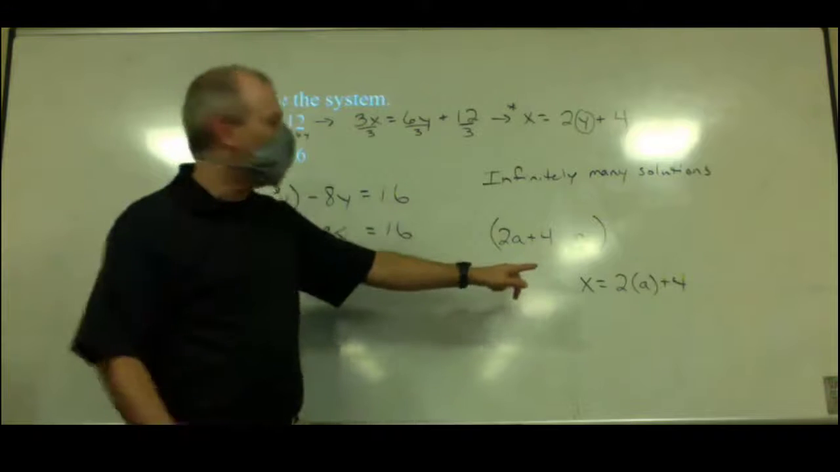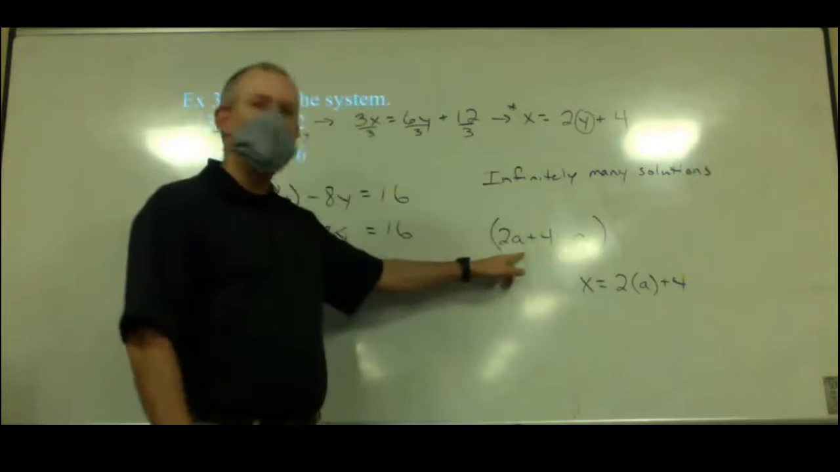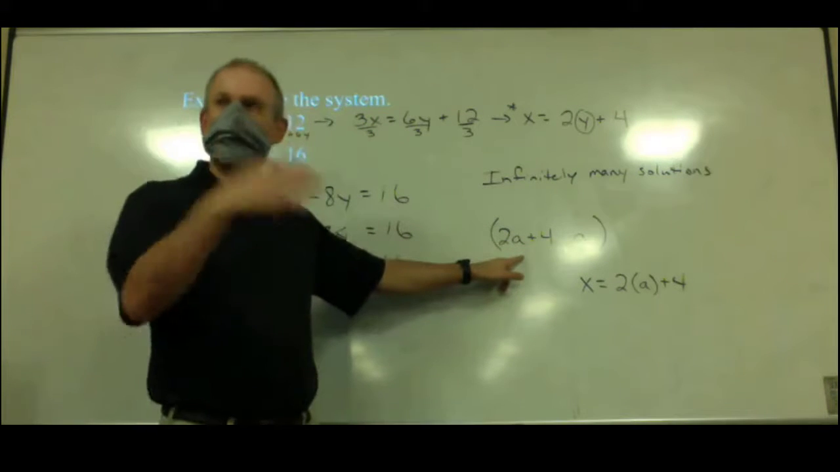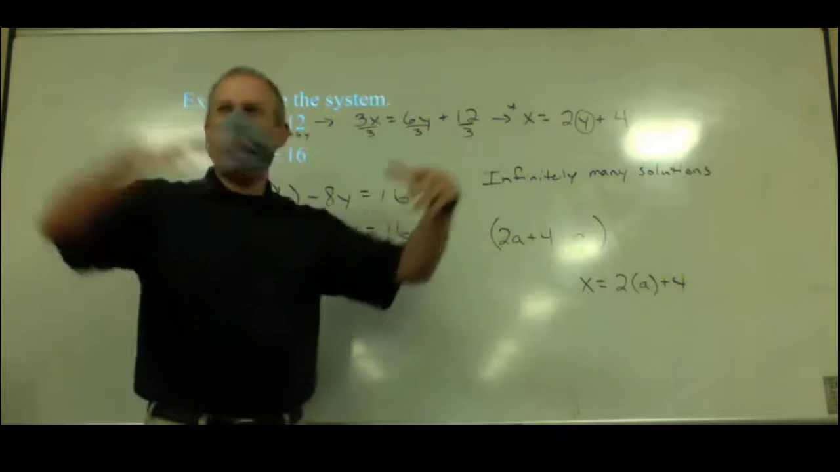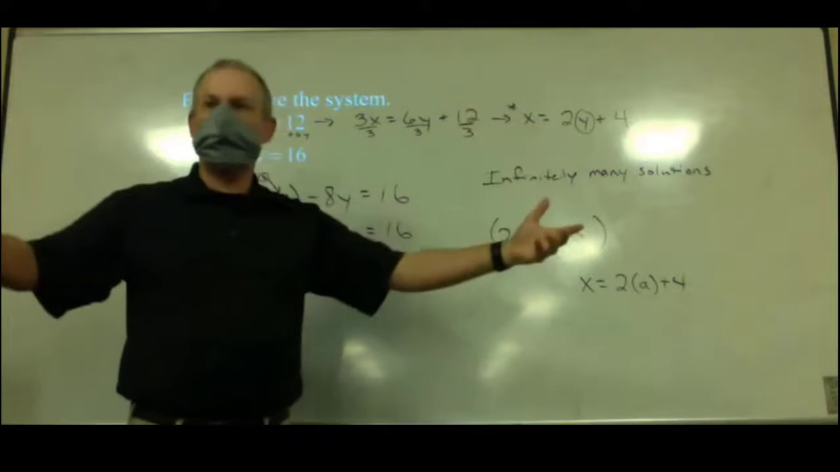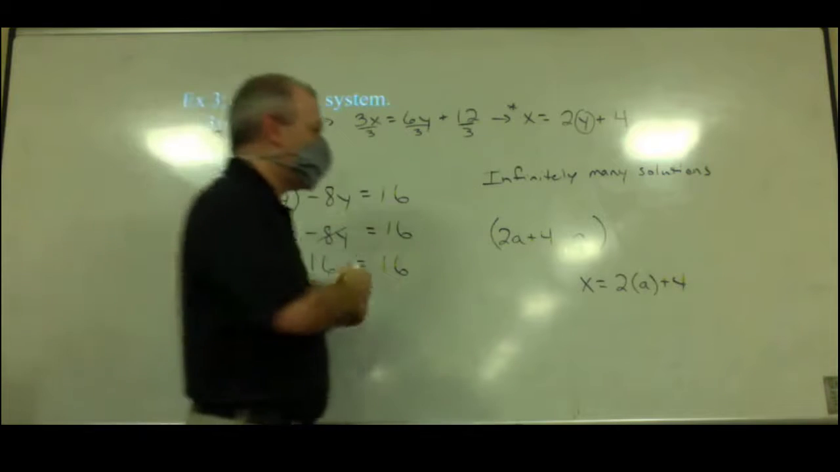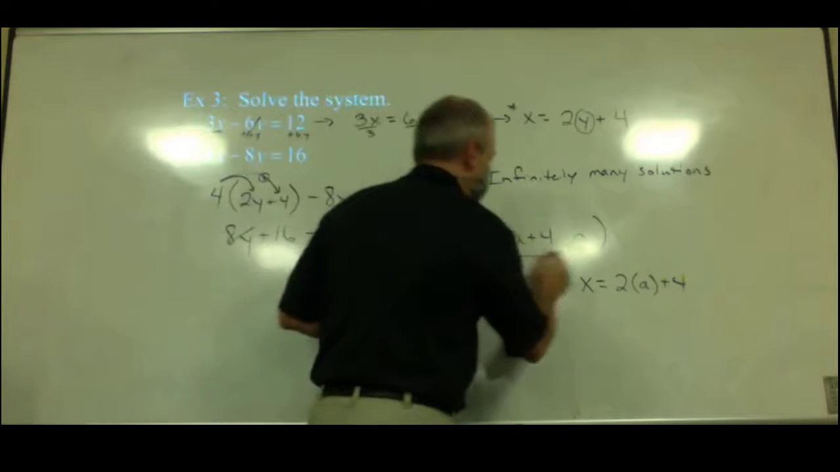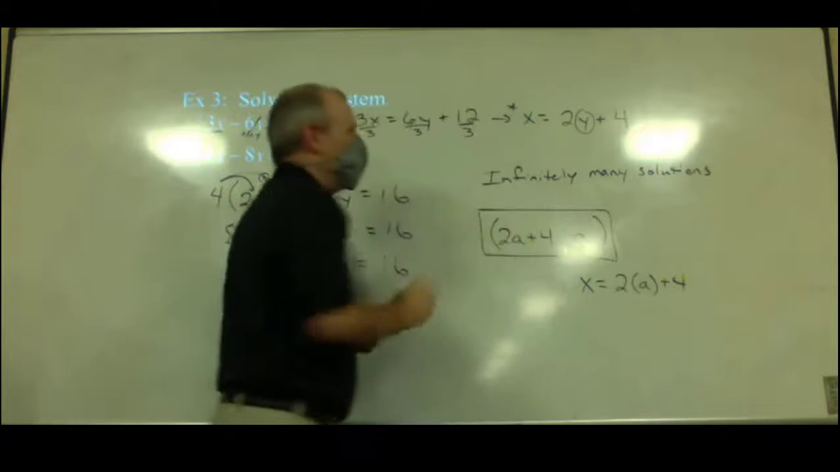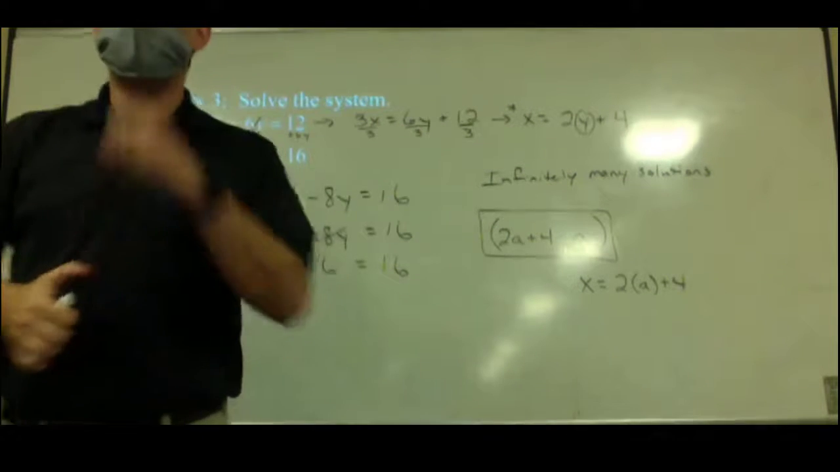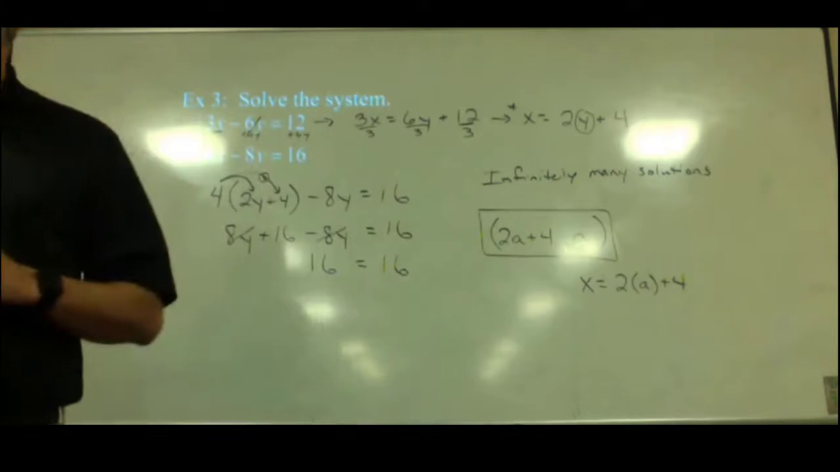If y is 0, then this would have to be 2 times 0 plus 4. It'd be 4. So you see that we could get any number of solutions. We just pick a different number for y, and we plug it in, and we get an answer for x. So this is the type of answer we will get if there are infinitely many solutions. And again, if we graph that, those two would be the same line.